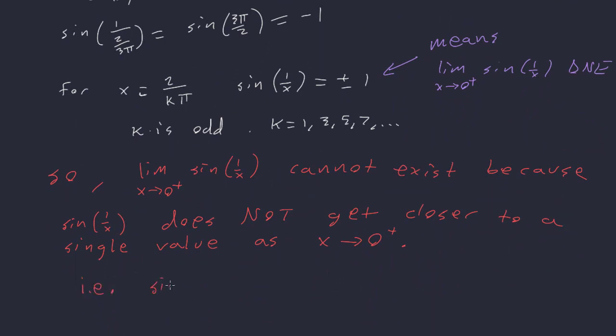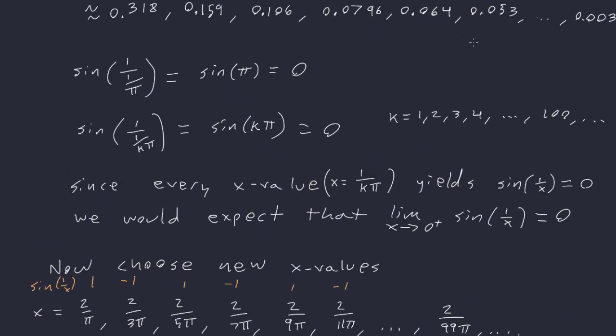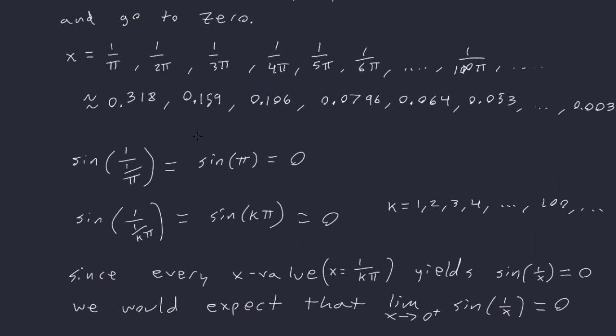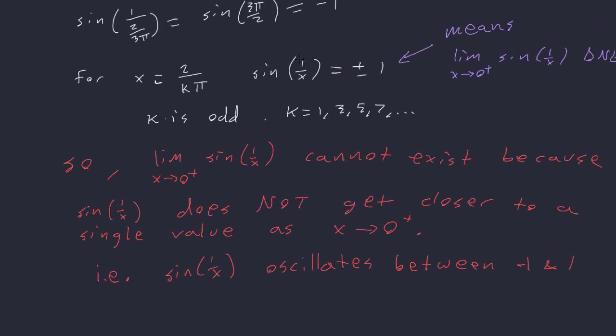oscillates between negative 1 and 1 and hits every value in between, and 0 and everything else. Okay, however, if we had stopped here, we might have thought that this limit was 0. So it's possible that a table can lie to you. All right, now let's look at a graph and see what story it tells us.